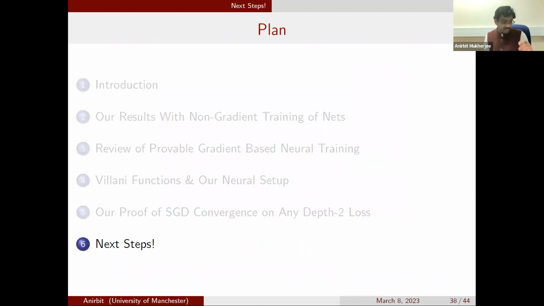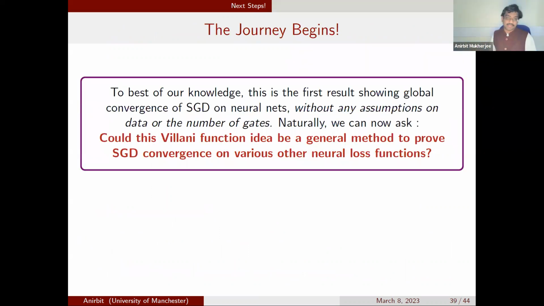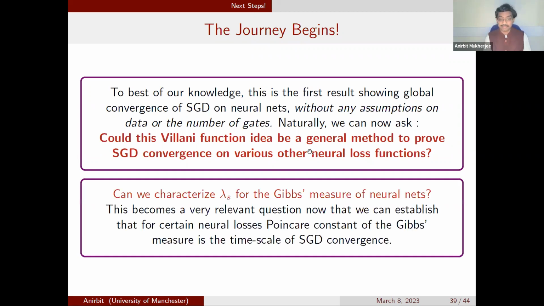Okay, and let me try to go over some next steps that are possible. Notice that this proof is currently tied to the squared loss with the regularizer, but there is no fundamental reason I know of at this point why it should be tied to squared loss with the regularizer. It's very natural to ask whether this Villani function effect will kick in for other losses. And I think that's a very important research question going ahead.